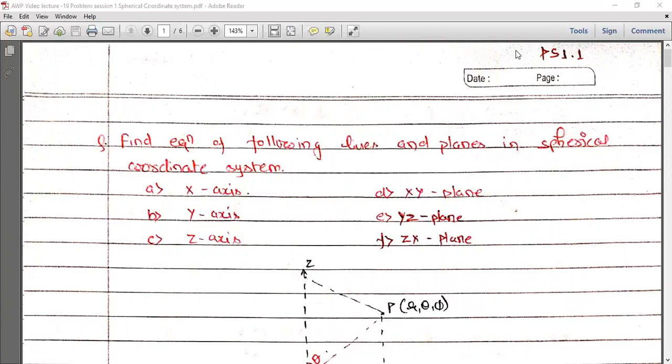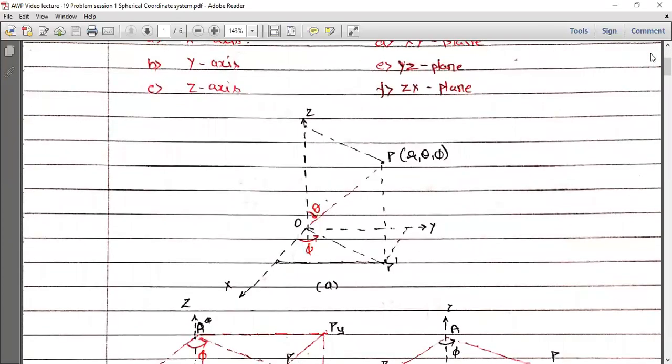So, in general, this is our spherical coordinate system, as you can see in this figure number A. So O is the origin, X, Y, and Z are the as usual rectangular coordinate system axis, X axis, Y axis, and Z axis, and all three axes are mutually perpendicular to each other, as we already know these things very well.